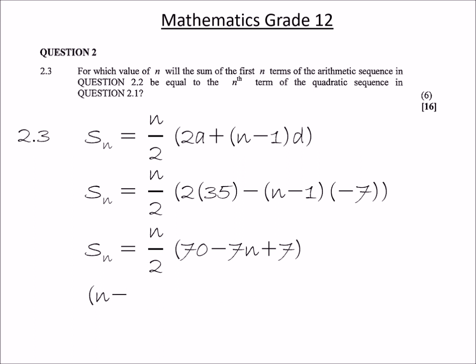We then get n minus 7 times 13n minus 2. n is equal to 7, or n is equal to 2 over 13. But the n term cannot be a fraction, therefore n is equal to 7.